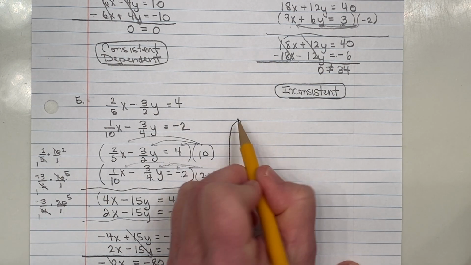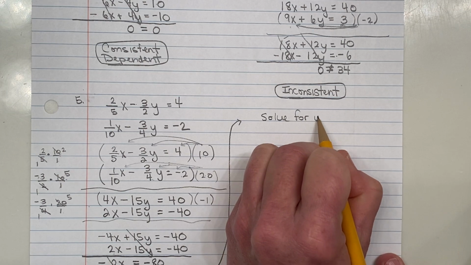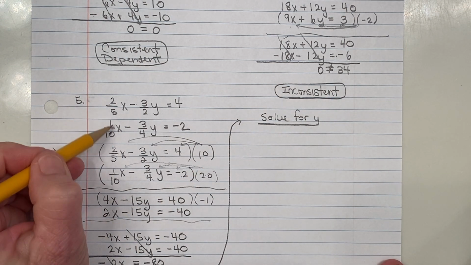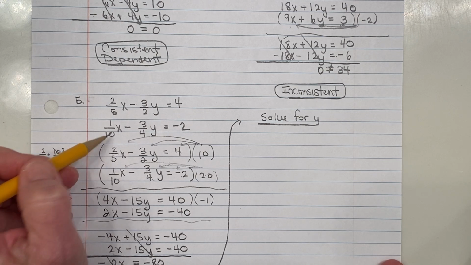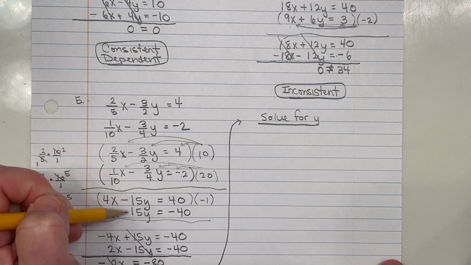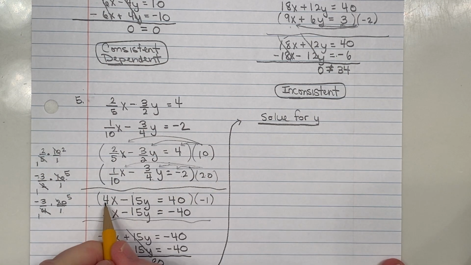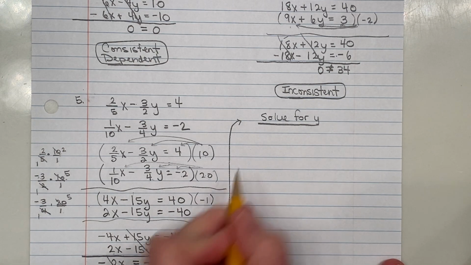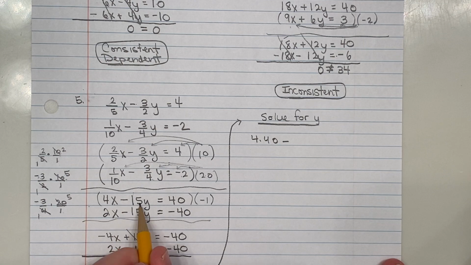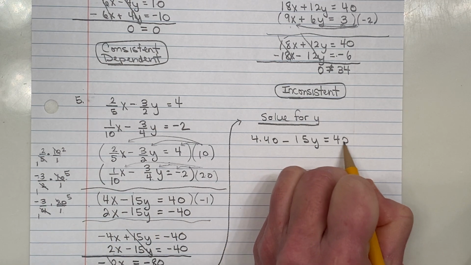Okay, so now we've got to solve for y. I am not going to go back to one of the original equations because they have fractions in them. I'll go back to one of these two equations here. I guess I'll just pick the top equation. So I'm going to pick 4x, but I know x is 40. So 4 times 40 minus 15y equals 40.